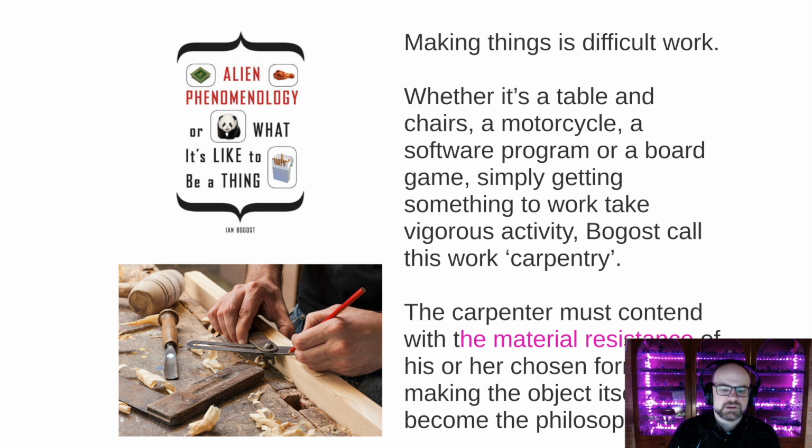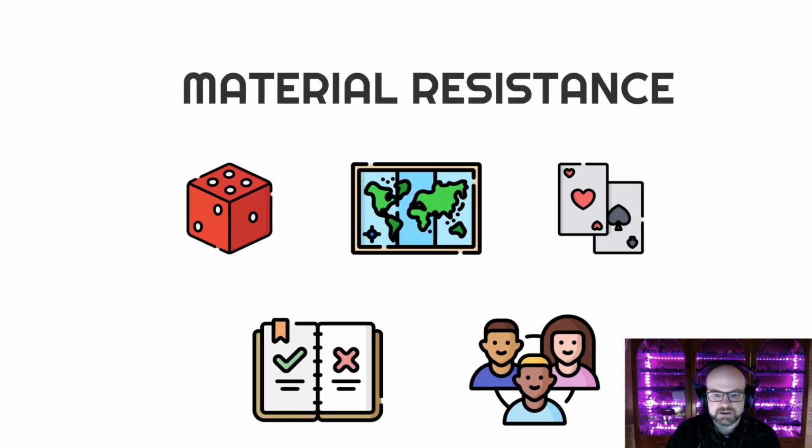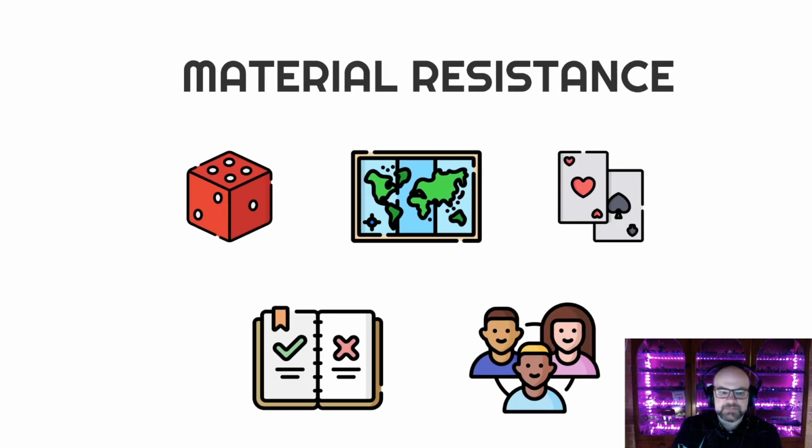Yeah. So there's all these different types of material resistance, and the relations between that resistance and what comes out at the end is itself the object of the philosophy. And I think the point that you're making there about the one-handed play is exactly the kind of thing that we're talking about. Other types of material resistances: dice, classic.